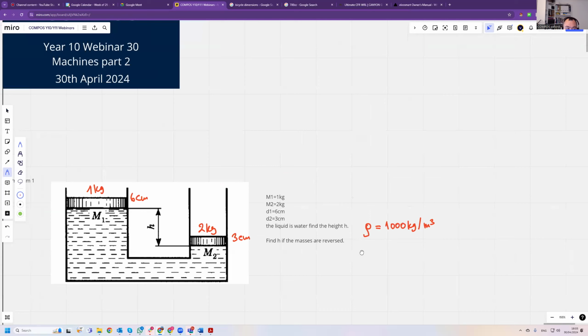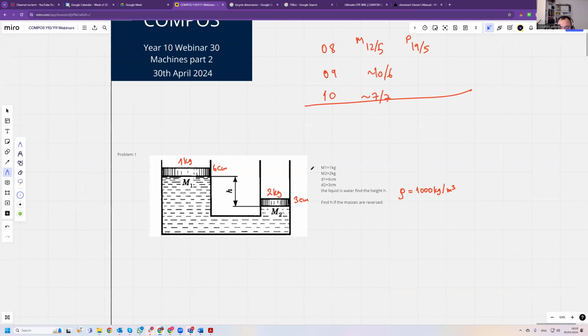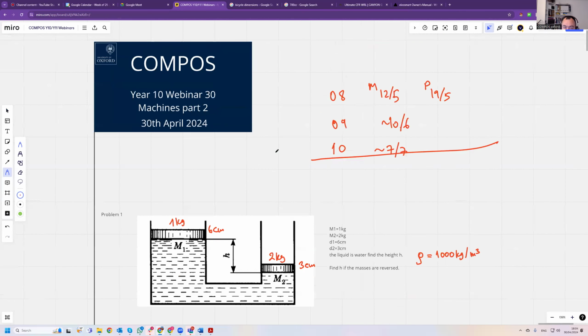Okay, so how many assignments? This is assignment 8. Maths is due on the 12th of May, and physics is due on the 19th of May. Assignment 9 will be due approximately the 10th of June, and assignment 10 will be due about the 7th of July. And that's it, so the final assignment is in July. So 3 more assignments.